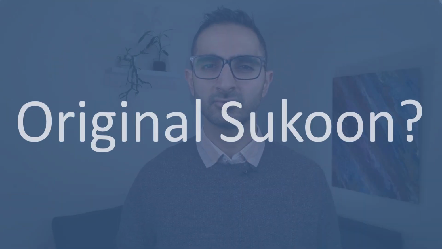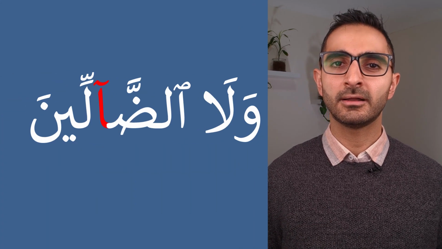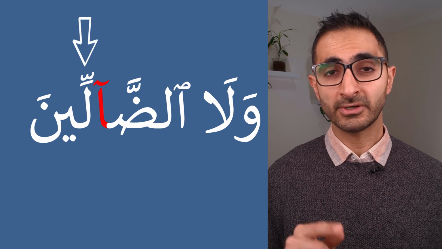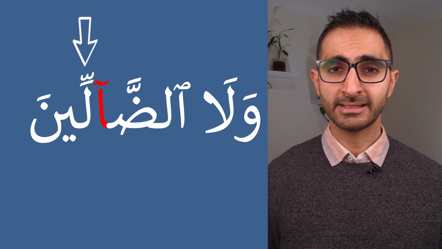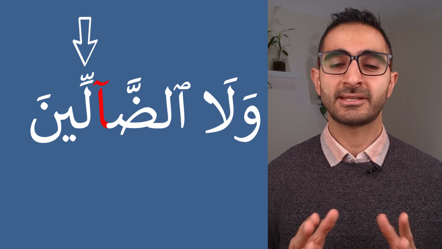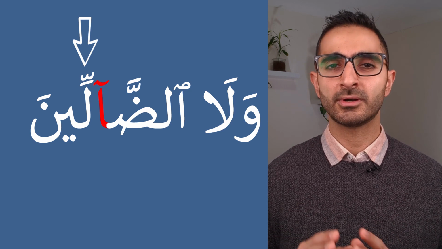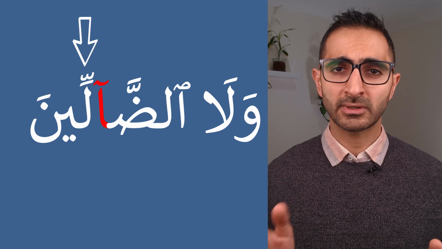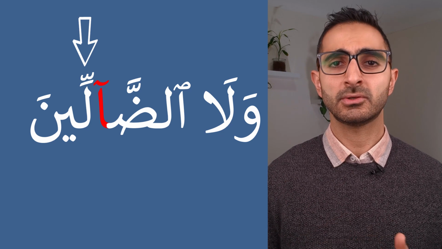Now let's go back to what does an original or permanent sukoon mean. So in the word وَلَا الضَّالِّينَ, so the sukoon on the first lam of the lam mushaddada, that's a permanent or original sukoon. That will never change. It will always be there if I were to stop at the end of the word وَلَا الضَّالِّينَ or if I were to continue.